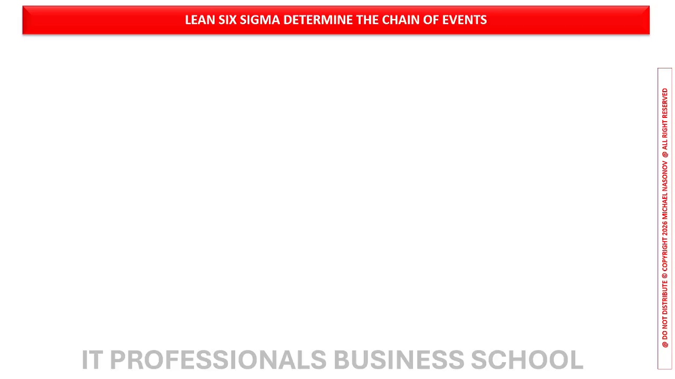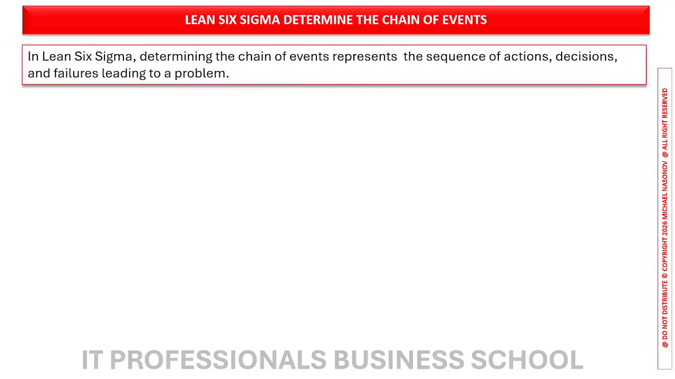Now, let's determine the chain of events. Once again, in Lean Six Sigma, determining the chain of events represents the sequence of actions, decisions, and failures leading to a problem.